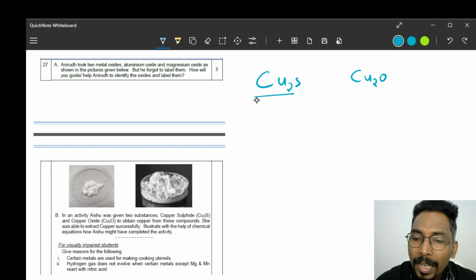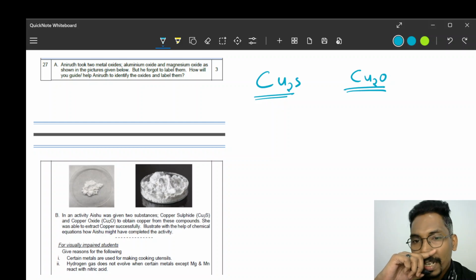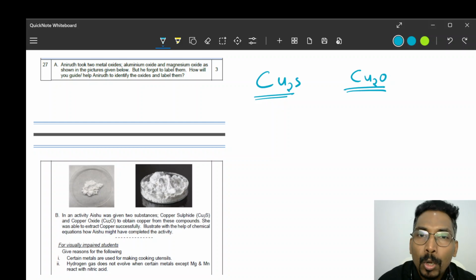So copper sulfide and copper oxide are examples of ores of copper. These important ores of copper are present in sulfide form and oxide form, so they can be simply heated in air. You have to write the equations of that process, how you can extract copper from copper sulfide and copper oxide. That's it. So I'll write the equations here. I hope all of you know that.